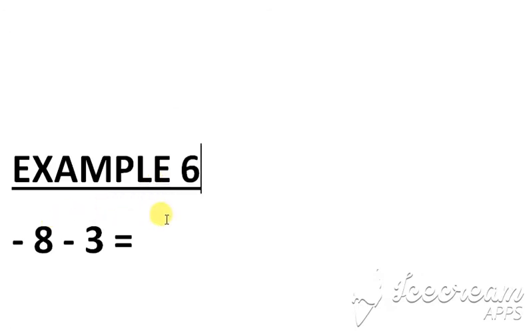So let's look at example 6. So this is negative, negative. If it's negative, negative, your final answer will be what? Negative. Then if it is the same sign, you just add it up. 8 plus 3 is what? 11. So this will be your final answer.